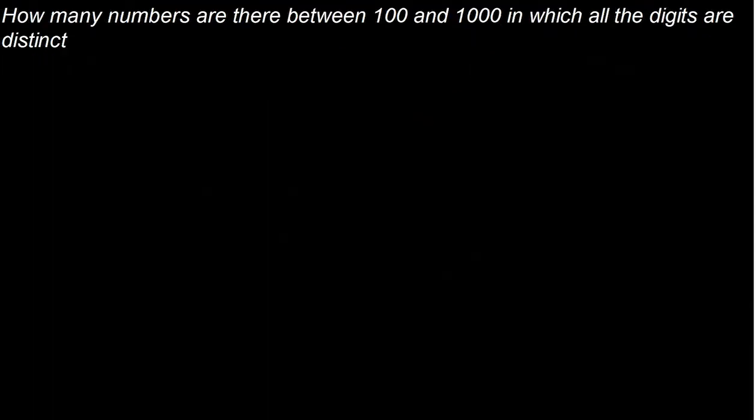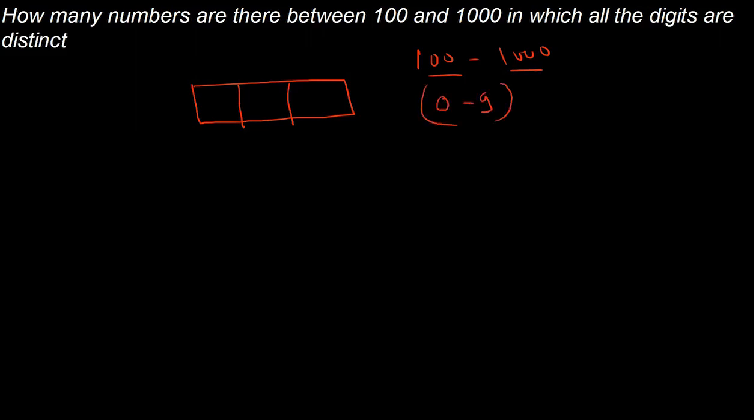How many numbers are there between 100 and 1000 in which all the digits are distinct? First of all, the question is how many digits are there between 100 and 1000? Obviously, it will be a three-digit number. It will lie between 100 and 1000. Now, how many such numbers are there in which all the digits are distinct? And you can use all the numbers from 0 to 9 actually.